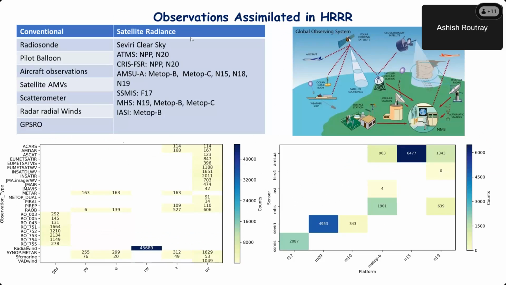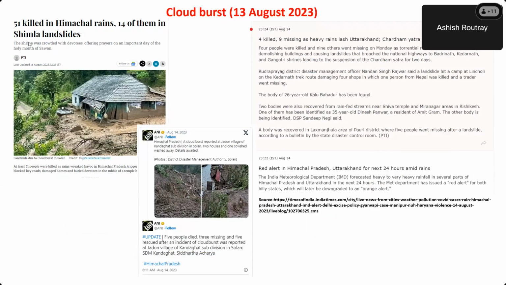These are the observations assimilated, and this schematic shows how many observations are assimilated from the radar and other systems. Briefly, I'll say this cloudburst on 13th August killed 51 people within 24 hours, and 14 of them were at only one place, the Shimla landslide. This is the synoptic situation, and this is the report published by the government. Many people died and many people were missing during that time.